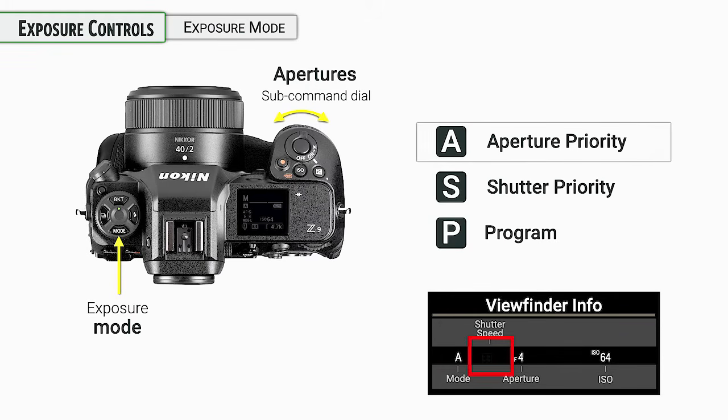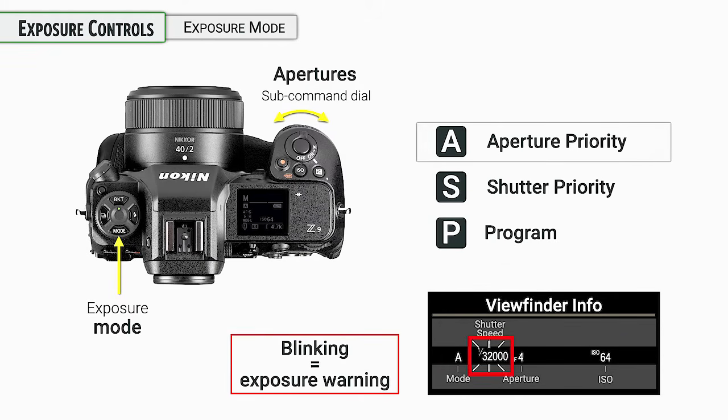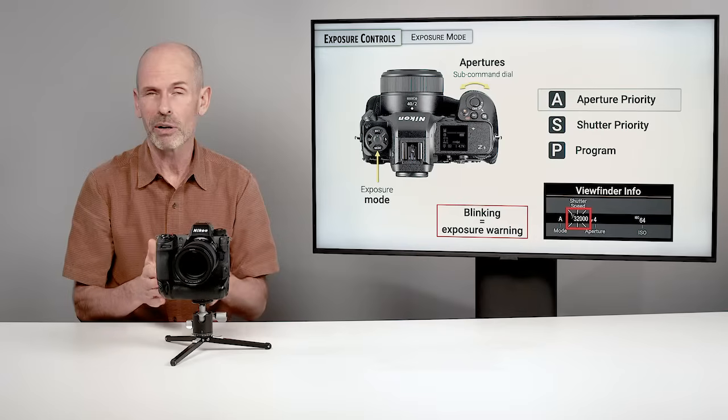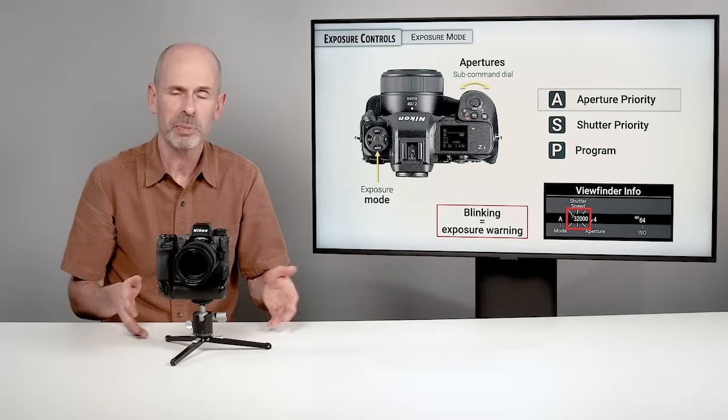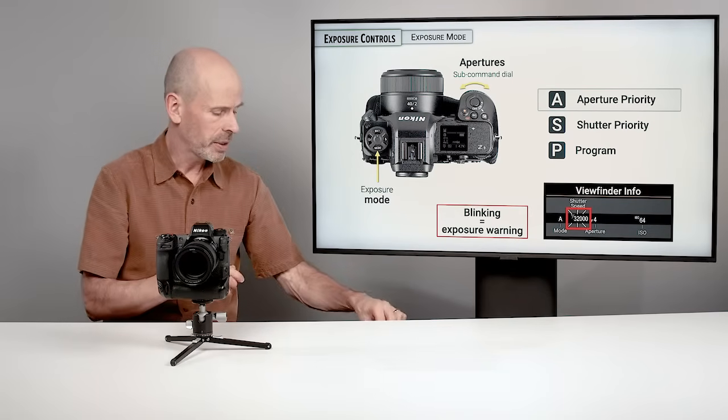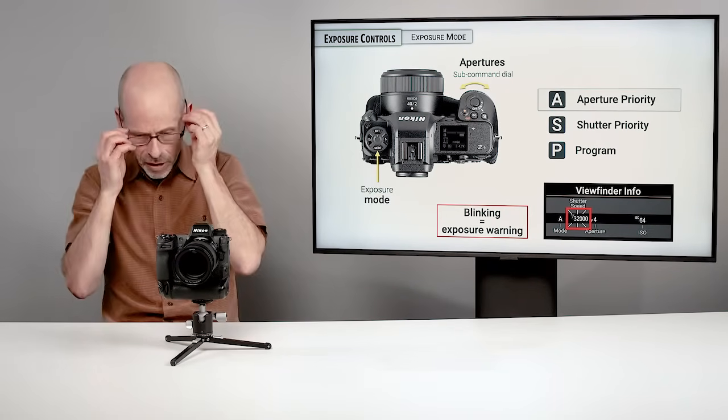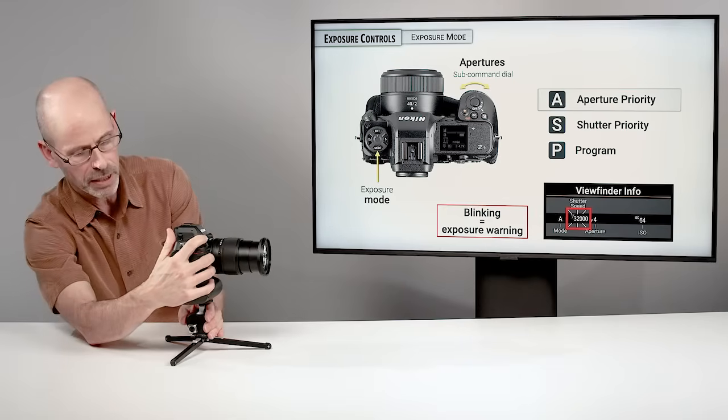Now, with aperture priority, it is conceivably possible that you could set an aperture where there is not an acceptable shutter speed, but it's far less likely because there are so few apertures and so many shutter speeds, relatively speaking. Let's go ahead and set the camera to aperture priority and take a little play here.